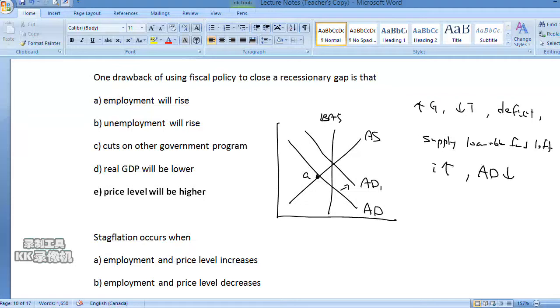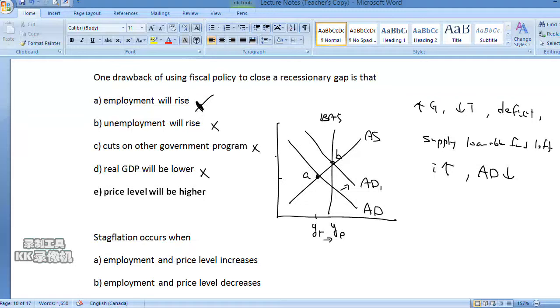Okay, let's look at the choices here. Employment will rise. Well, that is not a drawback. Employment rising is good. From A to B, employment is going to rise because we are producing back to the potential level, so more laborers will be hired. Unemployment will rise. That is just not true. Unemployment will actually fall. Cuts on other government programs, that is not true. The government will just be running a budget deficit. Real GDP will be lower. That is not true. Real GDP will be higher.